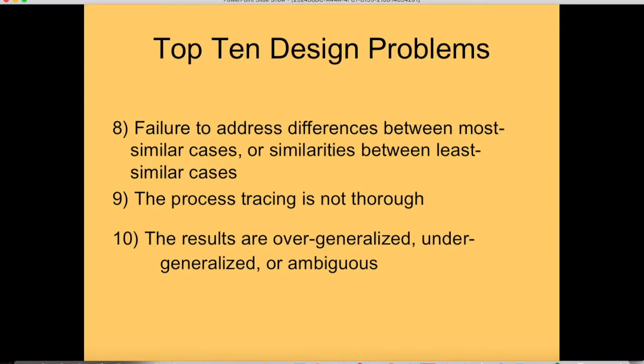Finally, problems of generalization. If somebody overgeneralizes, makes some huge sweeping claim about the mechanisms or processes applying to vastly heterogeneous populations, I'm going to be skeptical of that. Or if they have some basis for making a generalization and they don't, that's less common. Authors usually overclaim or exaggerate generalizability, but sometimes they neglect the opportunity to generalize.